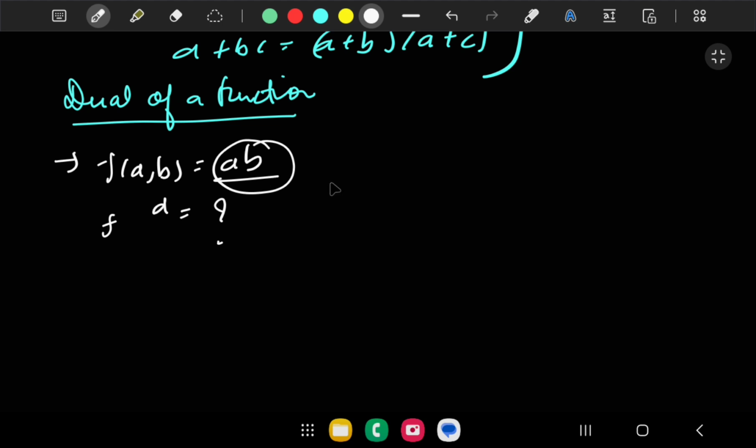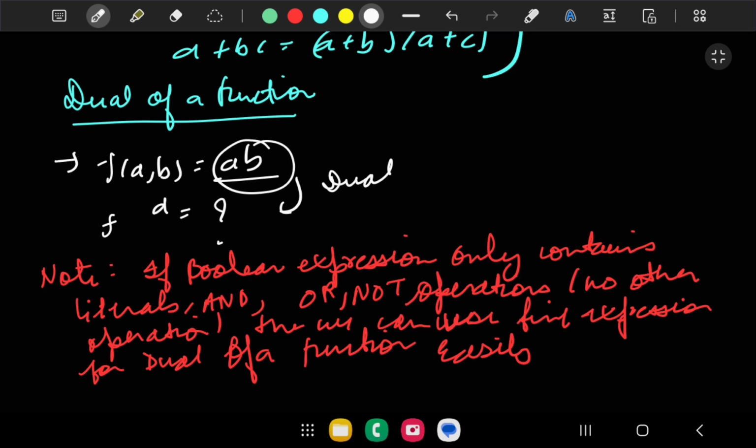This is your function. Here also you will do the same thing that you have done in De Morgan. So you can see, if a Boolean expression only contains literals and, or, not operations, no other operation, then we can find the expression for the dual function easily. Right? Only literals and, or, not operations, no other operation. Okay?